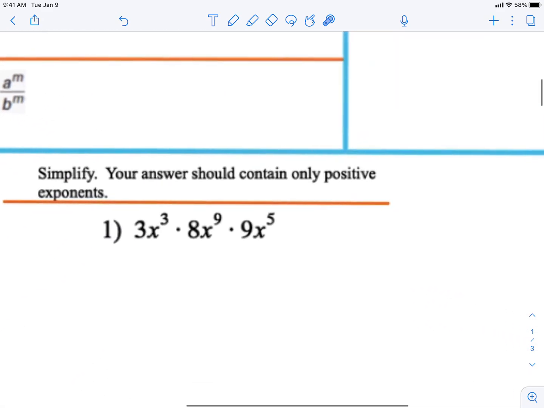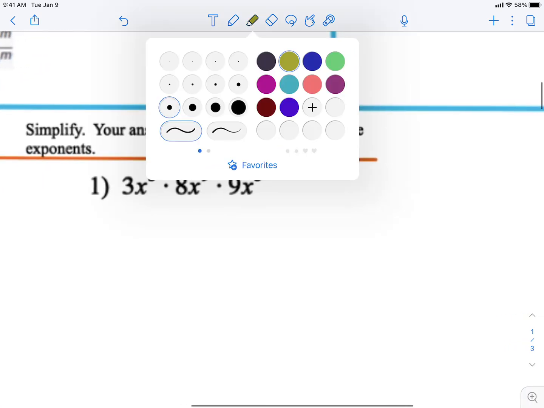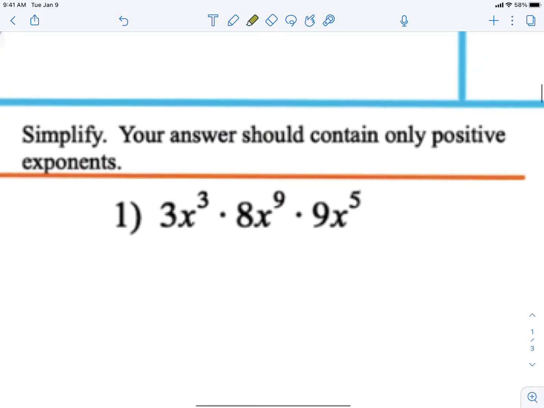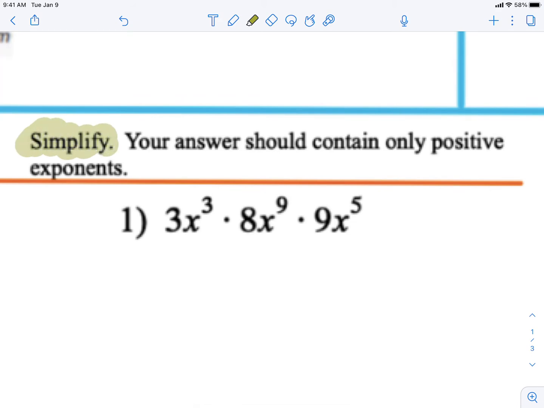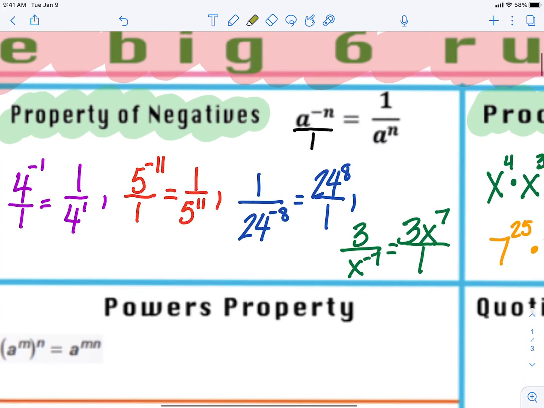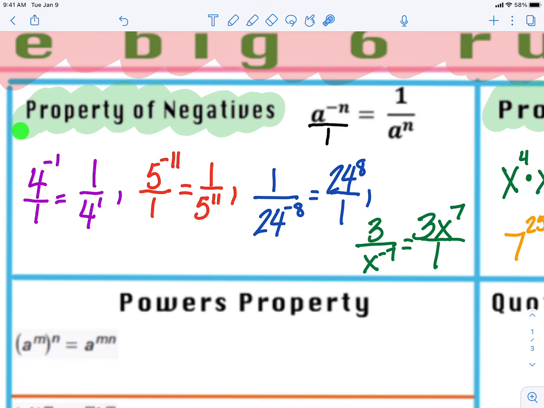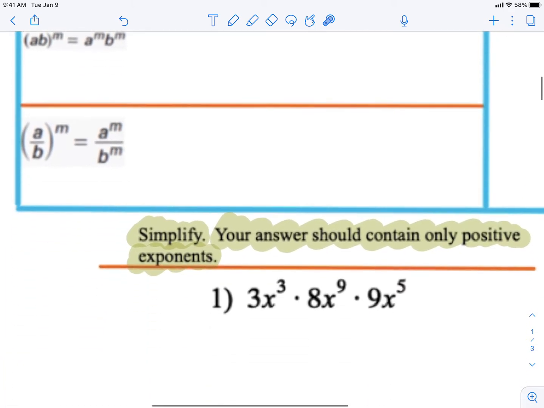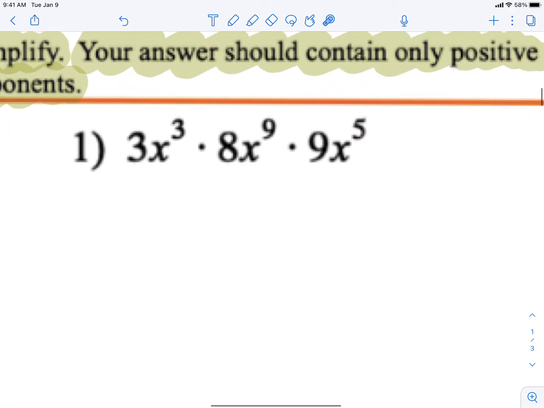Okay? So, let's look at our instructions. Always, right? Instructions say, simplify. Your answer should contain only positive exponents, right? So if we come about any negative exponents, we know what to do because we covered the properties of negatives, right? And we have our notes right here. So let's take a look. Let's take a look at number 1 here. So number 1 says 3x to the third times 8x to the 9th times 9x to the 5th.